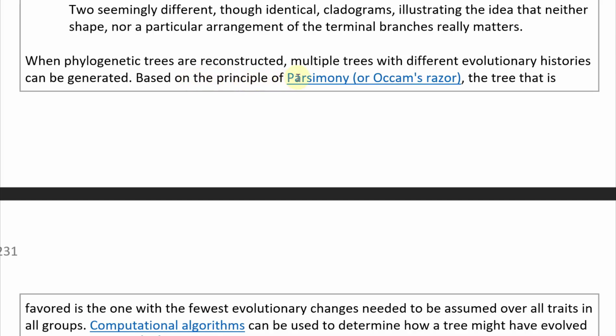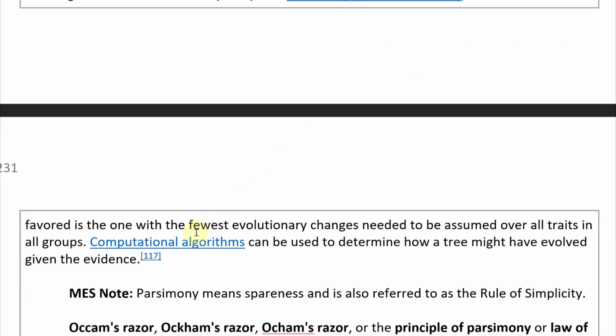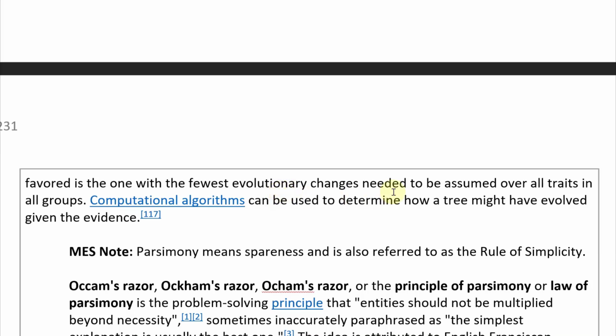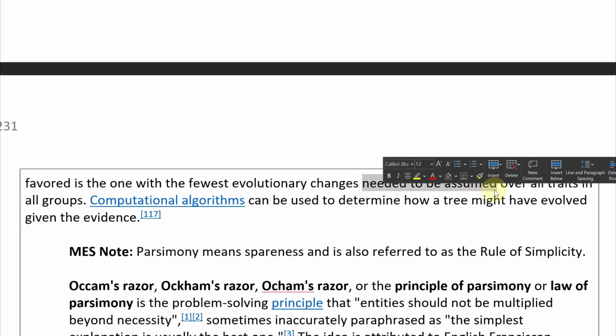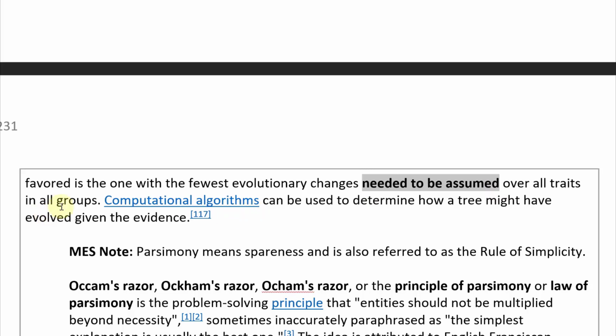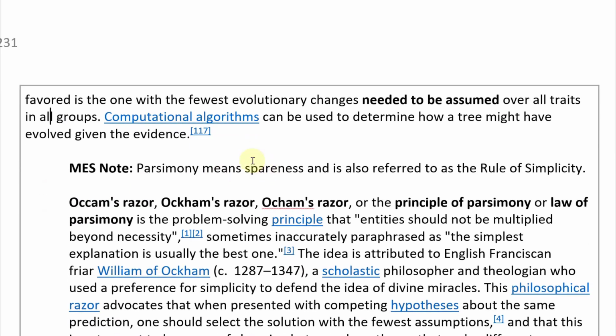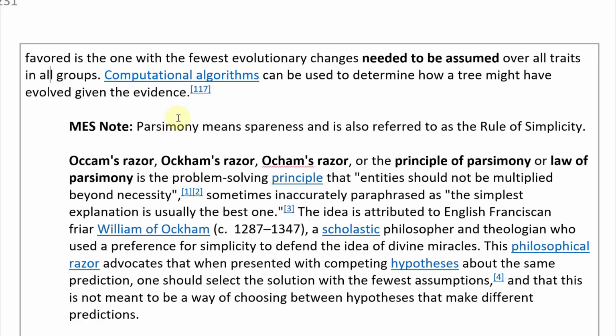So based on the principle of parsimony, or Occam's razor, the tree that is favored is the one with the fewest evolutionary changes needed to be assumed over all traits. So fewest assumptions over all traits in all other groups. Basically the simplest one. Oh, no, not necessarily the simplest, just the one with the fewest assumptions, which could be a complex one if you're not assuming anything. So computational algorithms can be used to determine how a tree might have evolved given the evidence.